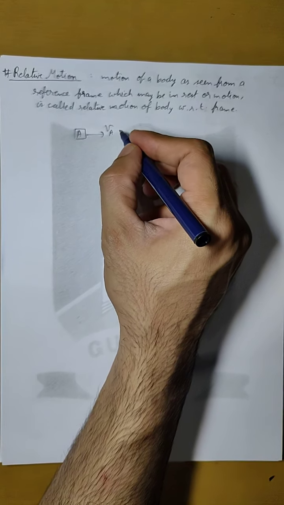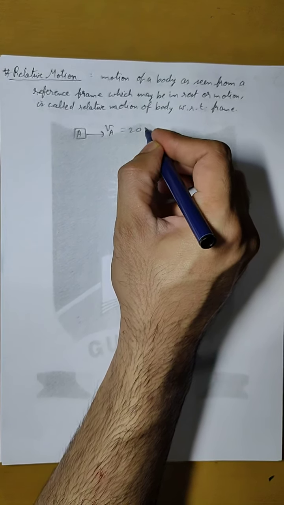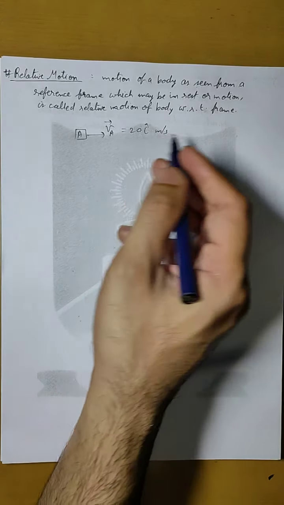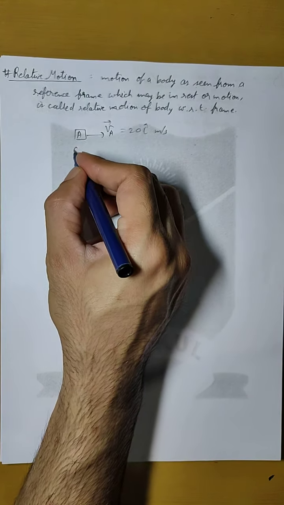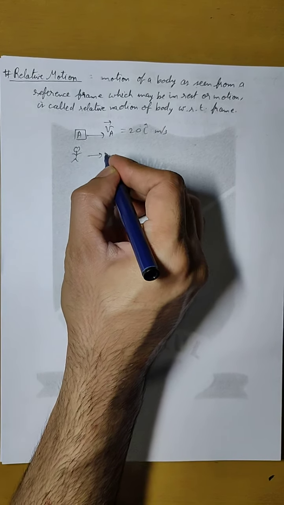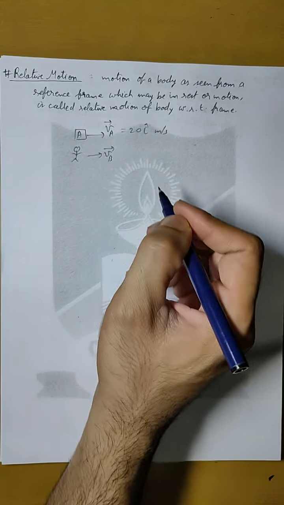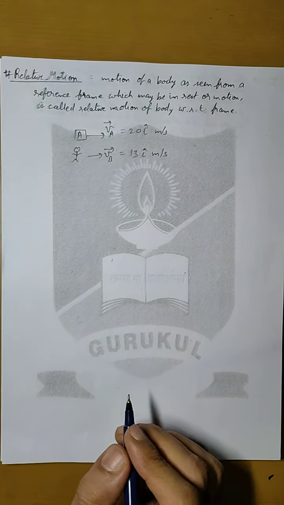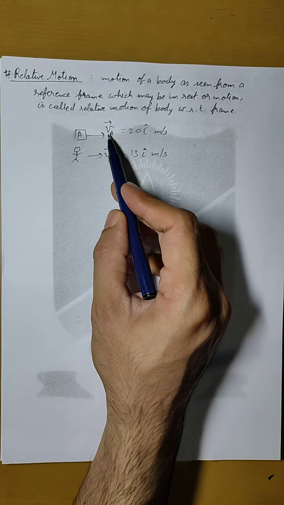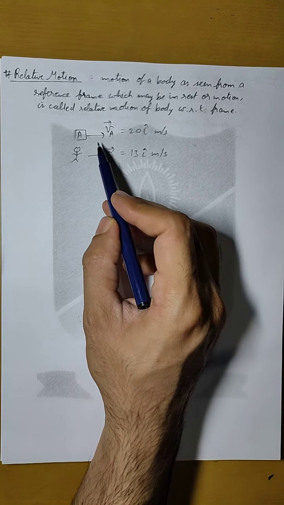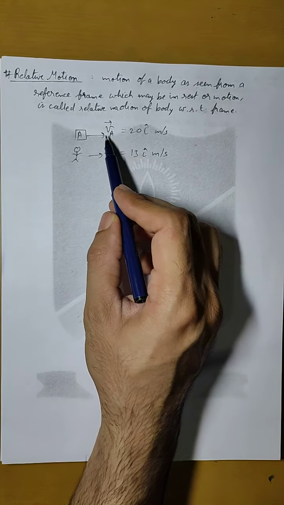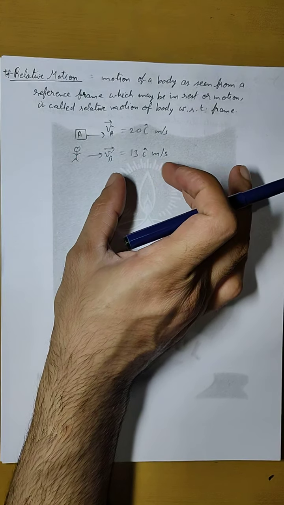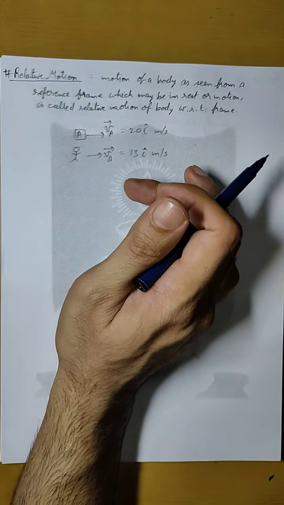in this direction with a velocity Va equals 20 i cap meter per second, moving in x direction, and there is a boy which is also moving in the same direction with a velocity Vb, and his velocity is 13 i cap meter per second. Now as A is moving faster than B, that means the separation between A and boy will keep on increasing. A will move forward and the separation will keep on increasing because A is moving faster.